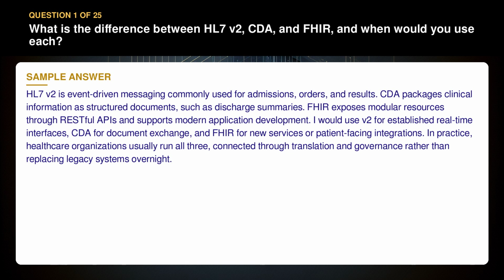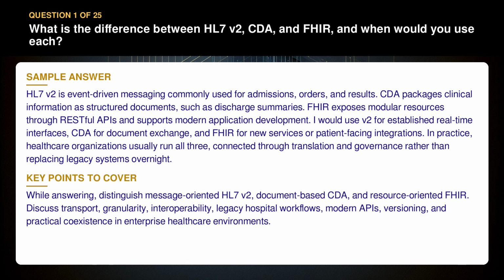I would use v2 for established real-time interfaces, CDA for document exchange, and FHIR for new services or patient-facing integrations. In practice, healthcare organizations usually run all three, connected through translation and governance rather than replacing legacy systems overnight. While answering, distinguish message-oriented HL7 version 2, document-based CDA, and resource-oriented FHIR. Discuss transport, granularity, interoperability, legacy hospital workflows, modern APIs, versioning, and practical coexistence in enterprise healthcare environments.